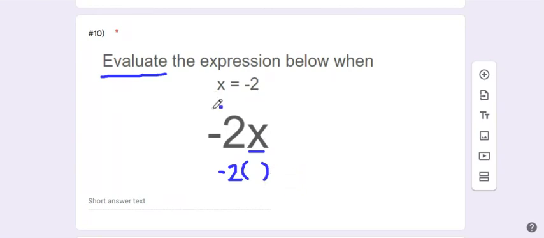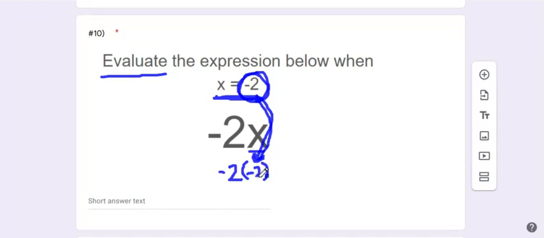Step 2, I plug in. I'm going to plug in what x is equal to. I am told right here that x is negative 2. So I'm going to put negative 2 right in here for x. Okay, so right there. That's step 2. Step 1, I set up by putting parentheses wherever the variable is at. Step 2, I plug in the value of that variable into the expression. Step 3, I evaluate. So I have a negative 2 written right next to another negative 2 in parentheses.